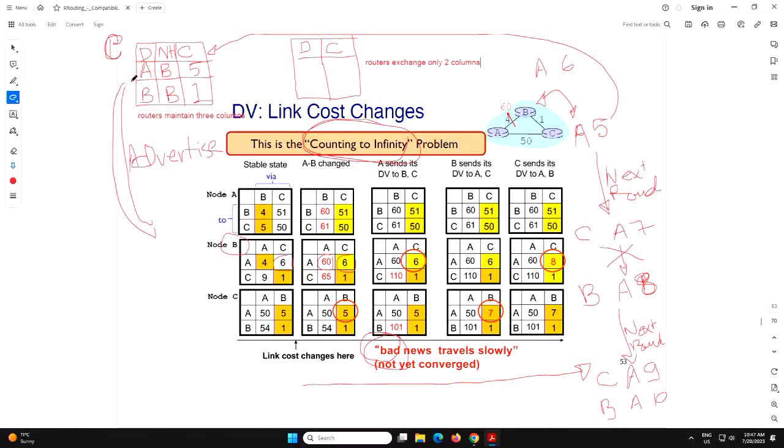So we are saying advertise to B. You want to advertise your routing table to B. So first of all, you don't advertise this column. You advertise these two columns, right? Destination and cost. But not all the rows, right? So this row, should it be advertised to B or not? That's the question. Yes or no?